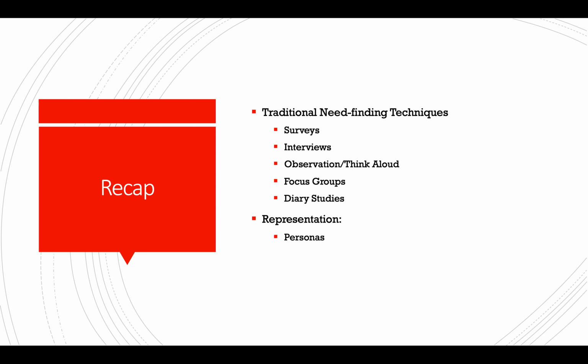So to recap what we've talked about, need finding techniques include things like surveys, interviews, observation and think aloud, focus groups, and diary studies. And these have all been traditionally used in human-computer interaction. There are more modern techniques for user research that our colleagues will talk about, but these are some very standard traditional ones. And then representation of that data that you collect. Of course, you can do some statistical analysis of quantitative survey data and things like that, but you can often create really great representations through personas that are very useful in your user-centered design process.